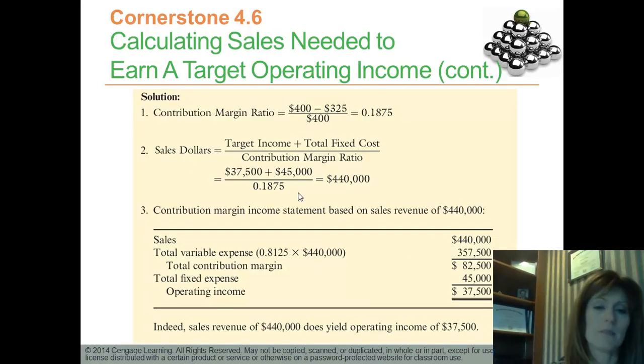Okay, so again, how does Whittier look? Same thing, except here, thankfully, we have the correct contribution margin ratio. You'll see I take the target income of $37,500 and the fixed cost of $45,000, divided by the contribution margin ratio. Now I have to sell $440,000 worth of mowers if I want to make $37,500. Again, I can prove that out through my income statement.